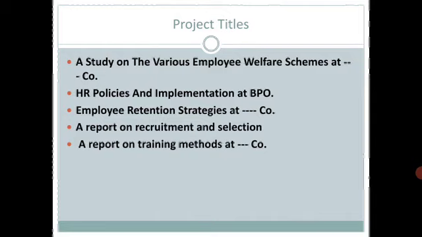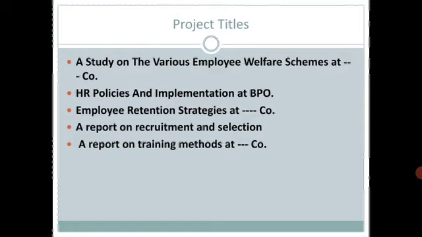Then you are supposed to say something about your interest areas, that is, I am interested in, or I have interest in. For example, your hobbies, such as playing cricket. I am interested in playing cricket, I am interested in reading books. Such kind of thing you are supposed to mention and introduce yourself.